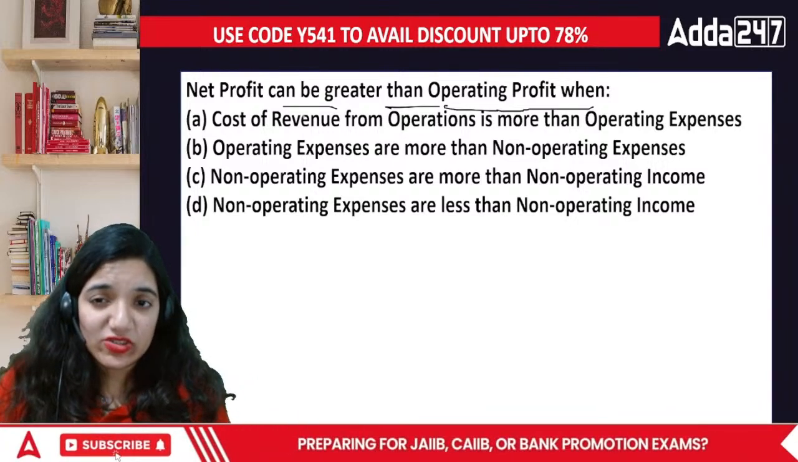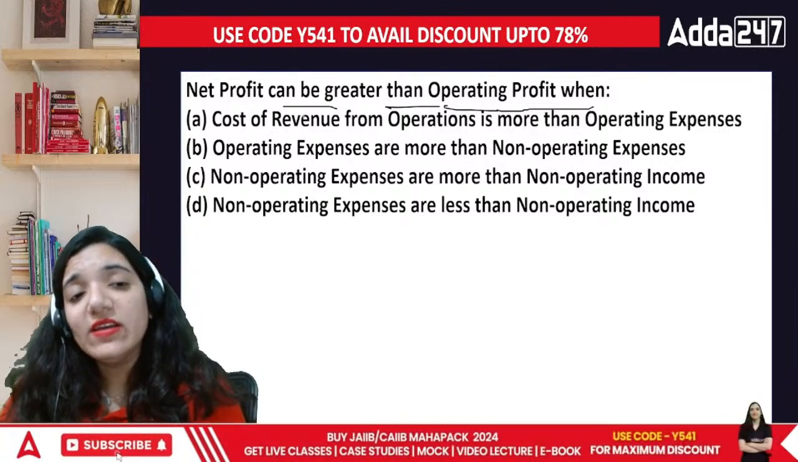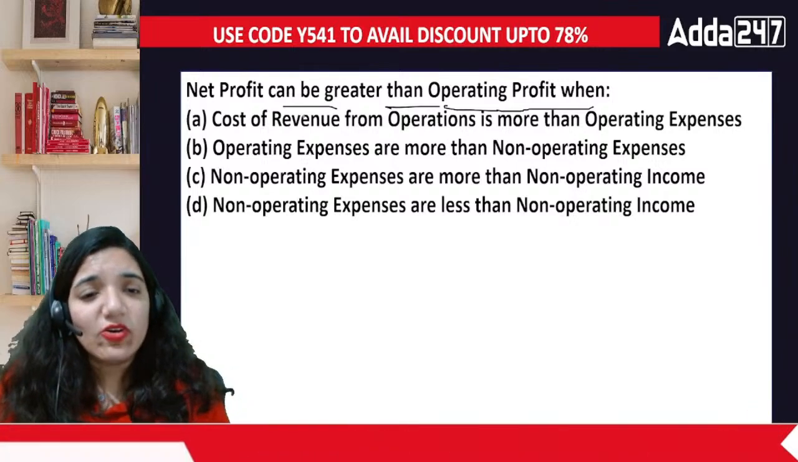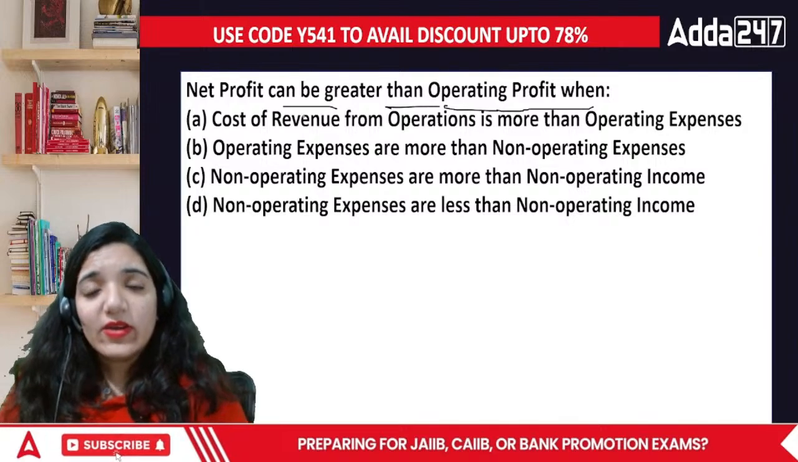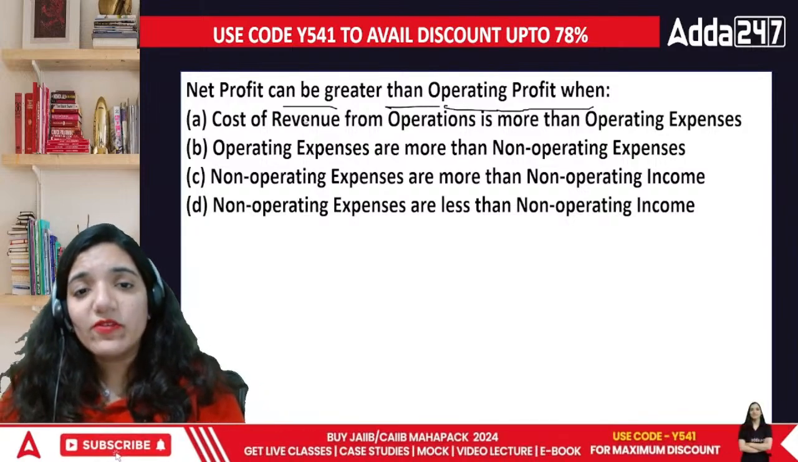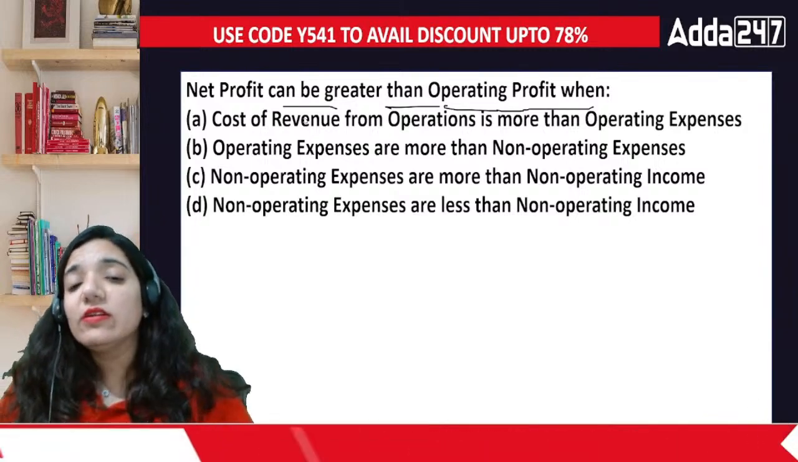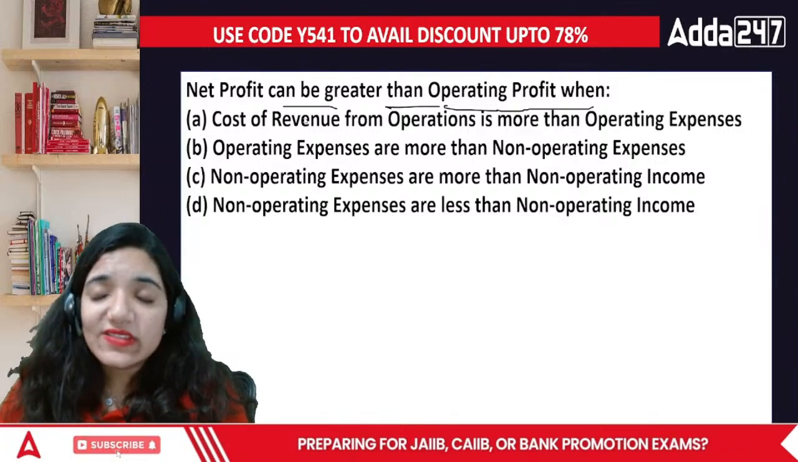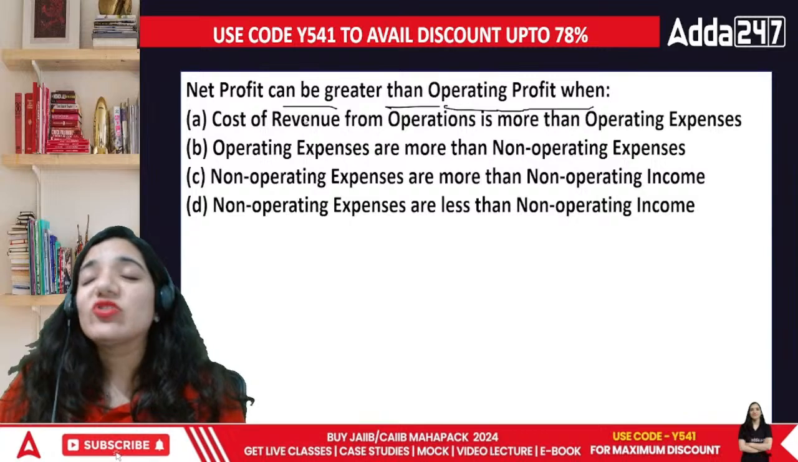Cost of revenue from operations is more than operating expenses. Operating expenses are more than non-operating. Non-operating expenses are more than non-operating income, and non-operating expenses are less than this. Okay, when we talk about operating profit being more, that can happen because of the non-operating expenses, the ones which are not related to the business, because you are operating in the business. That means it is not related to the business.